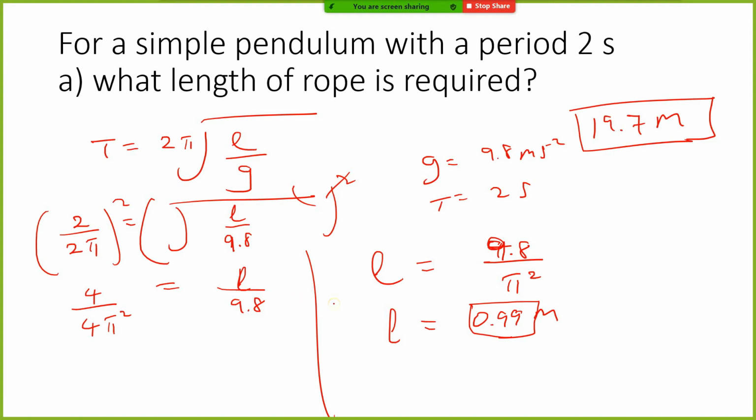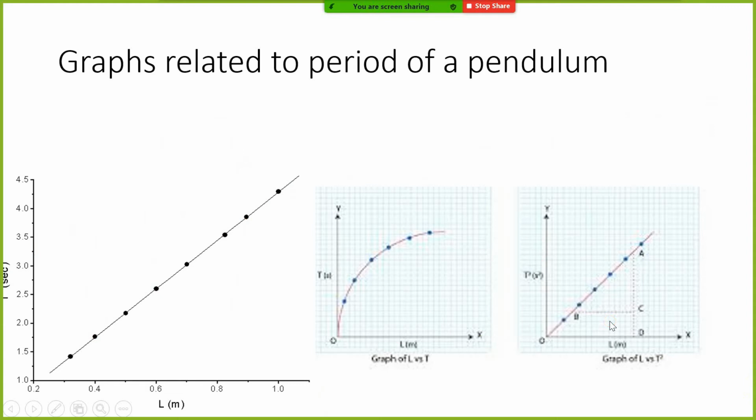Okay, cool. All right, I think that's the only question there. But there's something spectacular that I want you to pay attention to. It's related to the type of graphs that you can get whenever you are dealing with the period of a pendulum.